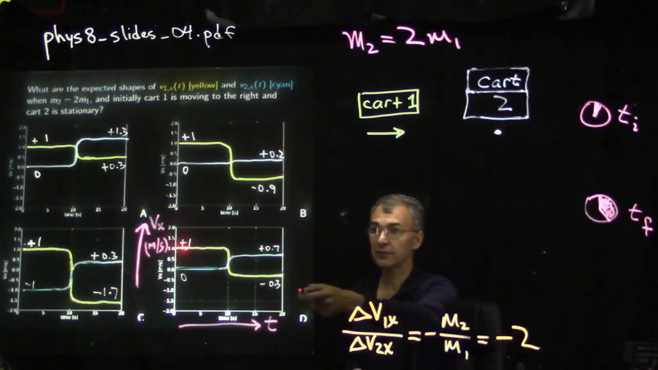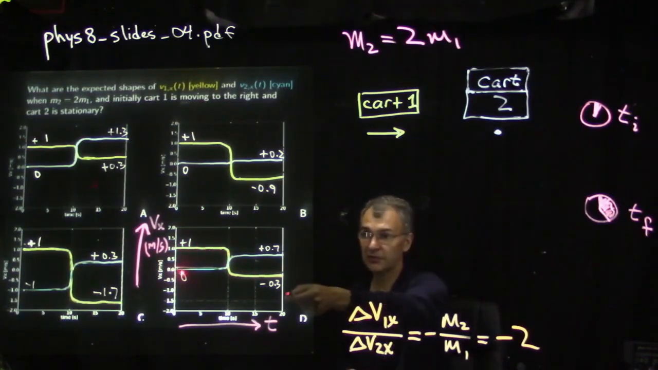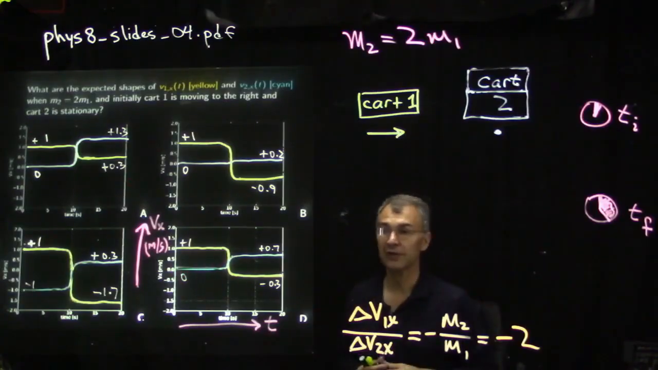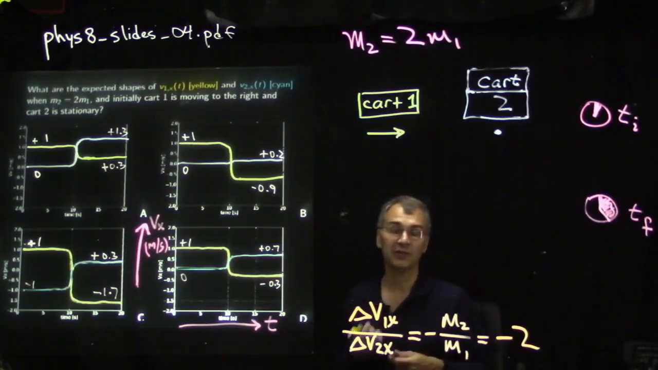Cart 1 goes from +1 meter per second to -0.3 meter per second, a change of -1.3 meter per second. Cart 2 goes from 0 to +0.7 meter per second, a change of +0.7. Within rounding, that makes sense. The change in velocity for cart 1 is twice the magnitude of the change in velocity for cart 2, and of course they're in opposite directions. That makes sense because the less massive cart should experience twice as large in magnitude a change in velocity.